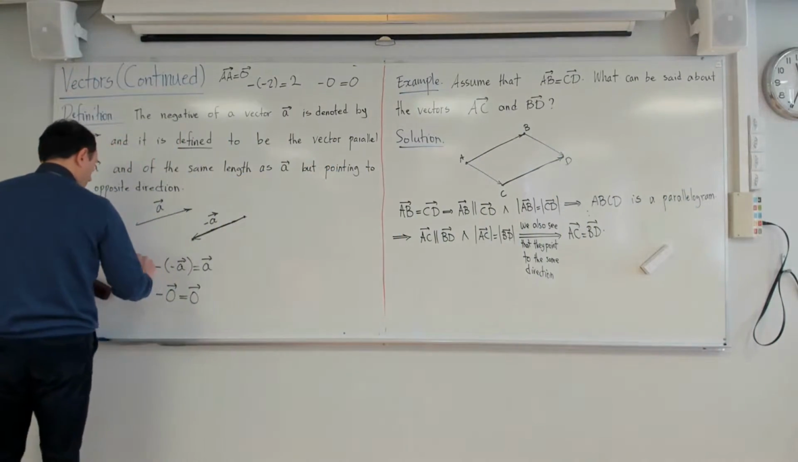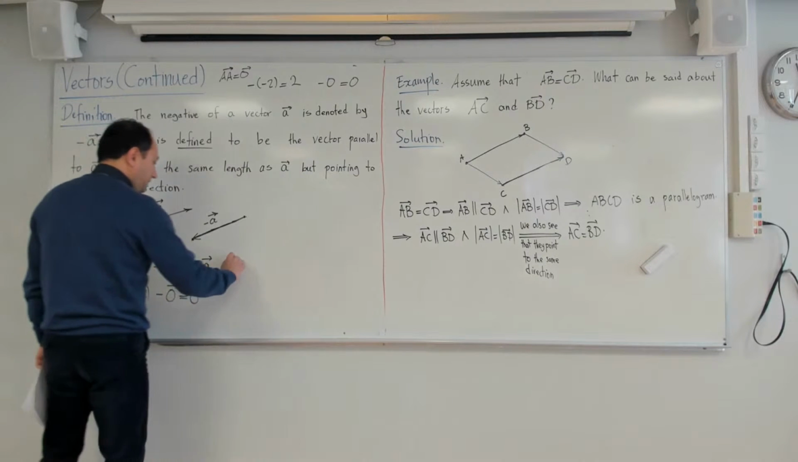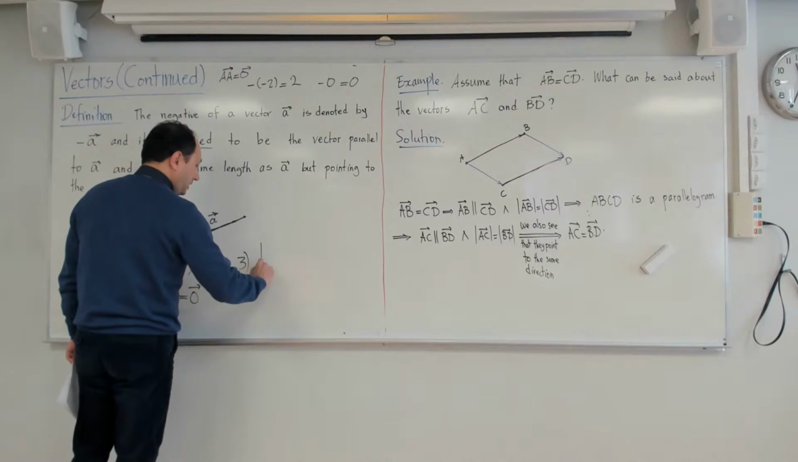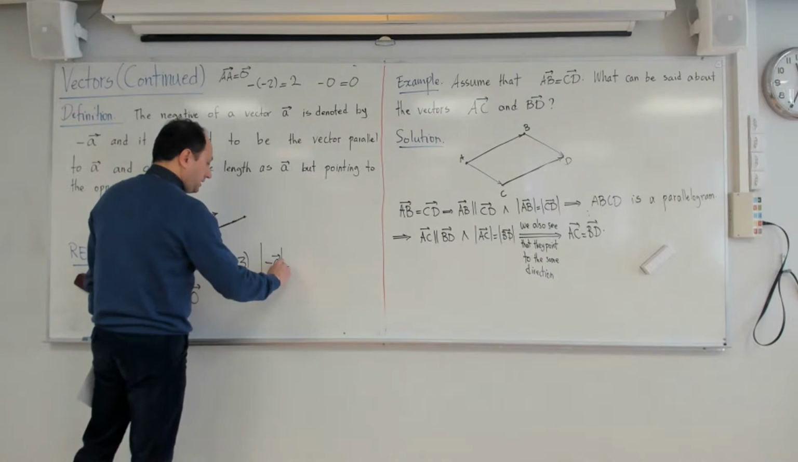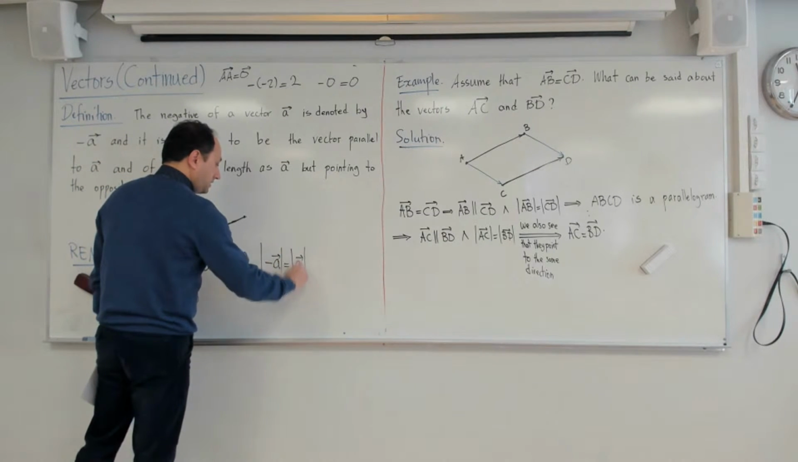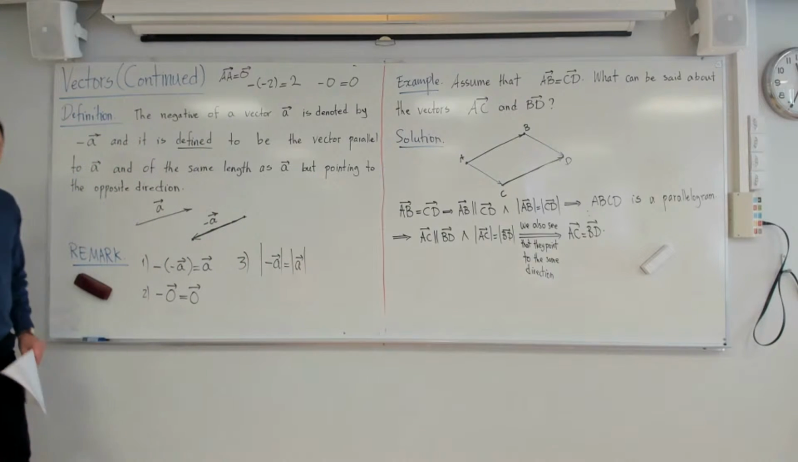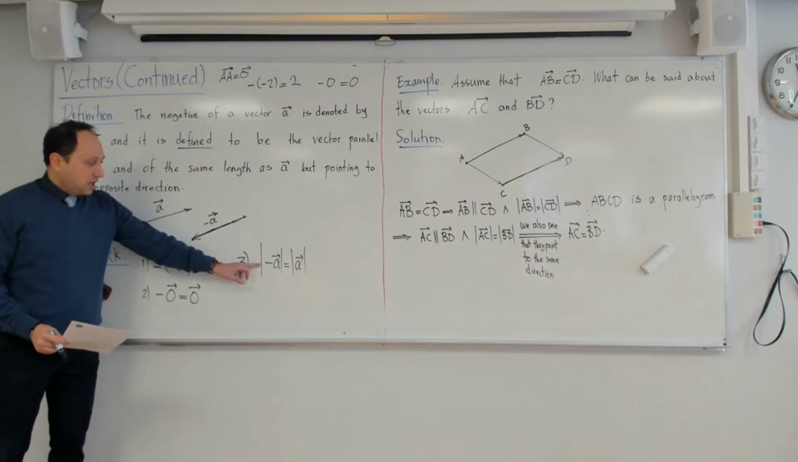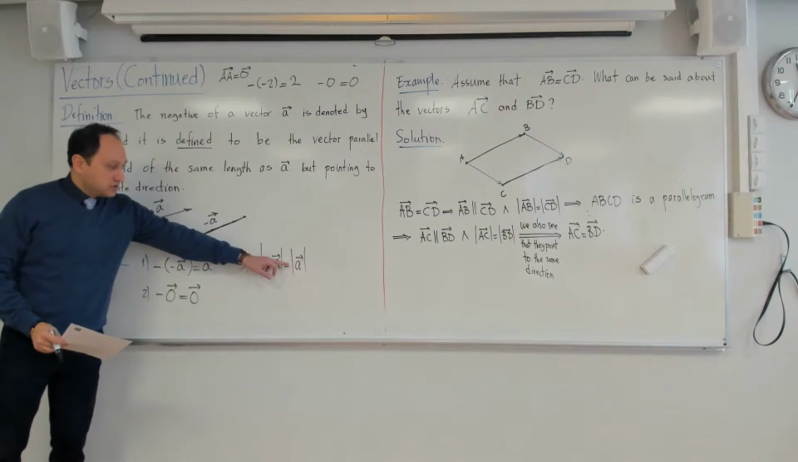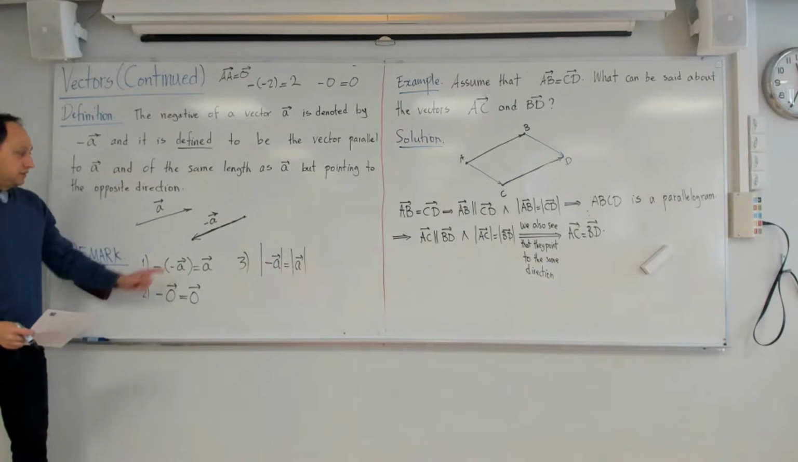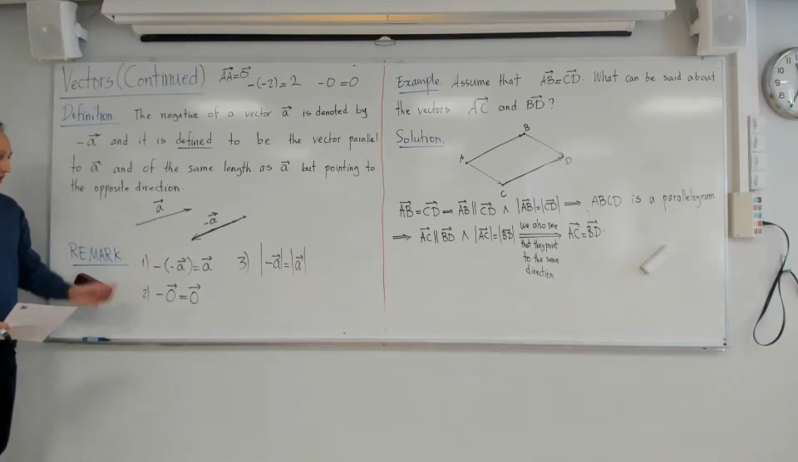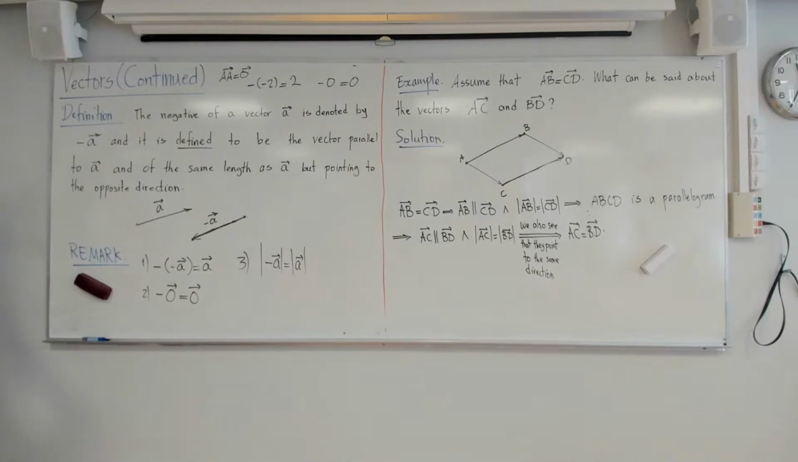Okay, so this is property number 1, property number 2. Property number 3. What do you think about the size, the length of vector negative A and the vector A itself? Do you agree that they are the same? The size of negative A and the size of A itself are exactly the same, even though one is pointing in one direction and the other in the opposite direction. You need to remember that as well.